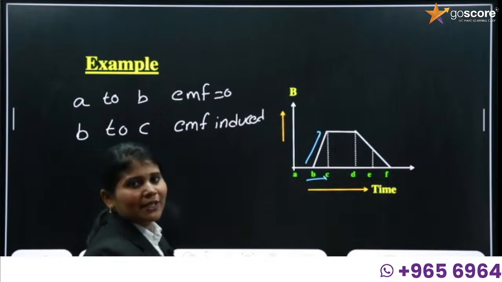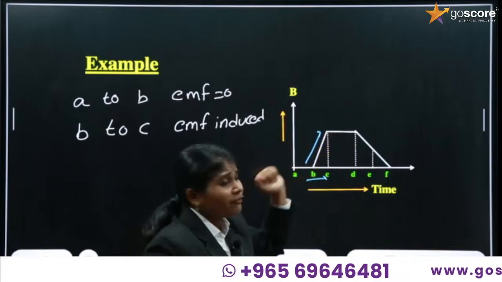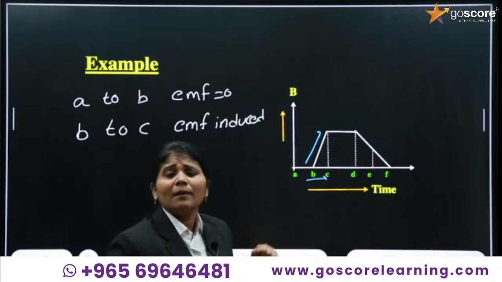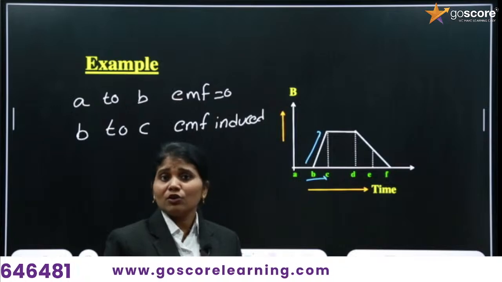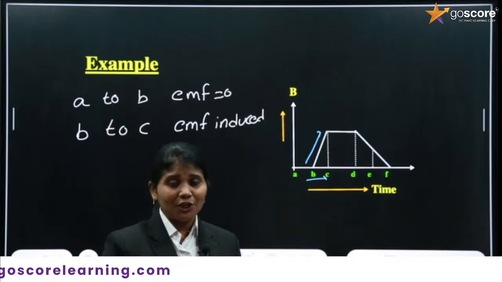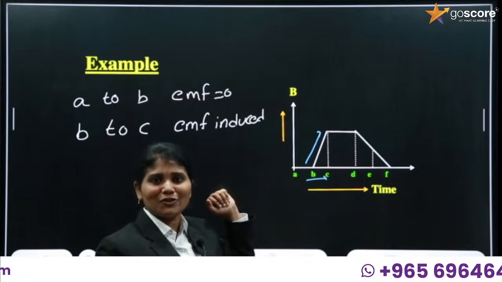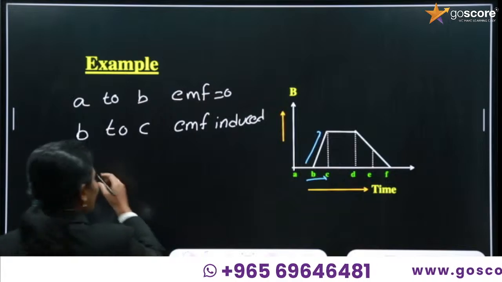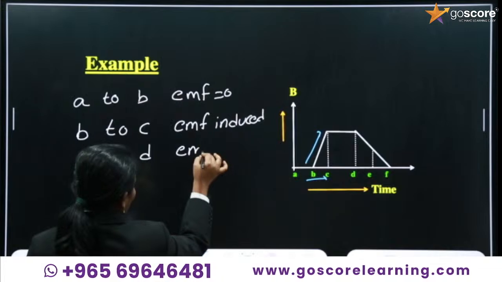What about C to D? See guys, from C position to D position, the magnetic field is constant. Magnetic field constant means flux is also constant. So what is the condition, guys? Only change in flux induces the EMF. Here the field is constant, flux is also constant. When the flux is constant, EMF will be 0. So, C to D, EMF is equal to 0.